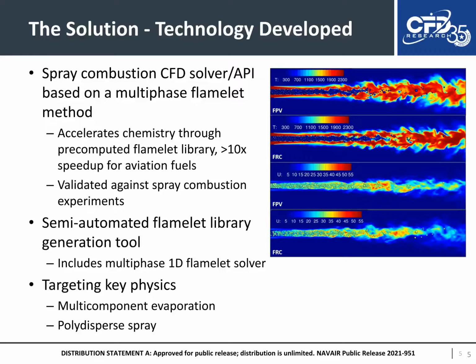Next, the tables were modified to use multi-phase flamelets solved through an Eulerian approach, which could then be coupled to Eulerian or Lagrangian spray combustion CFD solvers. A standalone flamelet library generation tool was created to facilitate this work, handling both gas and multi-phase flamelets with a modified version of the open-source Cantera library. Significant focus was given to the effects of multi-component evaporation and polydispersed spray, as well as low-temperature chemistry, which was found to have a large impact on the flame structure.